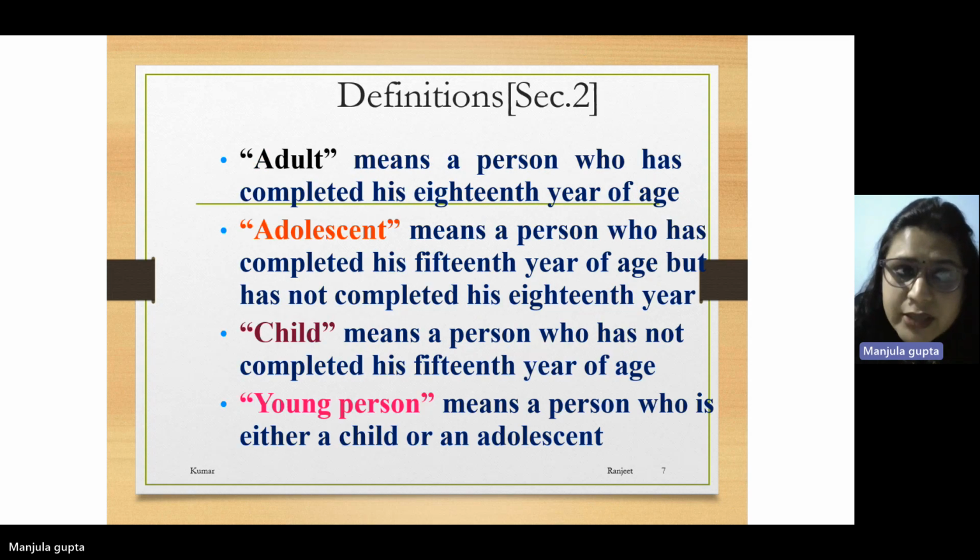Then definitions: adult. Adult means a person who has completed his 18th year of age. Adolescent means a person who has completed his 15th year of age but has not completed his 18th year of age. Child means a person who has not completed his 15th year of age. Young person means a person who is either a child or an adolescent.